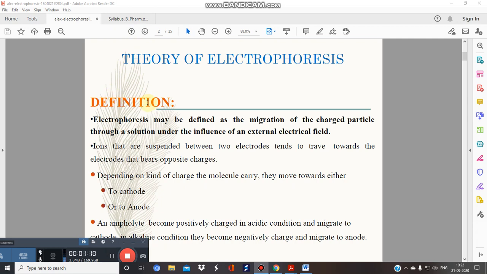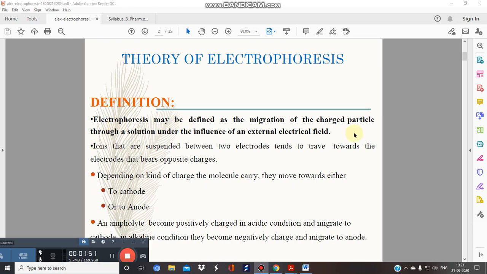So let's go through the overview of electrophoresis. It is a very lengthy procedure, but in our syllabus we just have to get an idea about electrophoresis, how it works and what the different types of electrophoresis methods are. As the name indicates, electrophoresis involves the migration of charged particles through a solution under the influence of an electrical field. That's why it is known as electrophoresis, because in this we use an external electrical field.